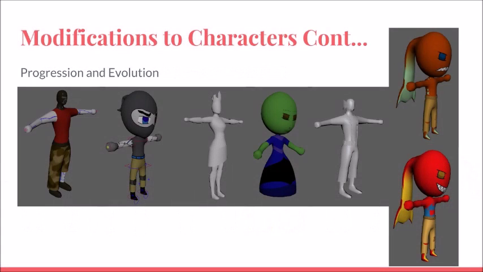This slide shows the progression and evolution of the modifications of the character models from the old to the new. Due to time constraints, one of the original models was cut. However, in the new models, a separate texture map was made in order to produce the illusion of two different enemy characters.